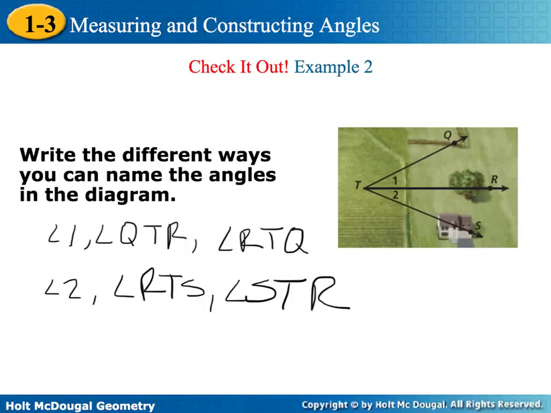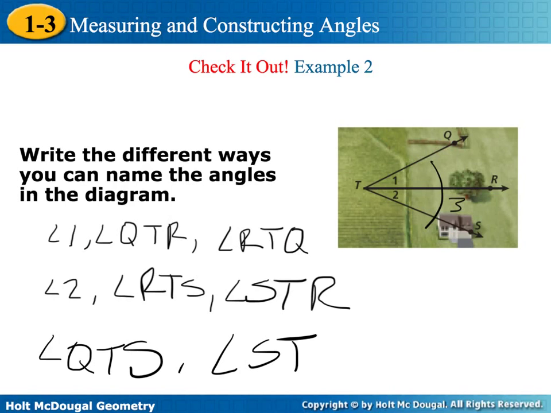Now for the last one, the big angle that makes up the whole two, I cannot use a number. A number was not given to me for the two of these. If they wrote over here that this was 3, then you could do that, but that's not given to you. So you cannot assume. So to name that, I'm going to go angle QTS or angle STQ.